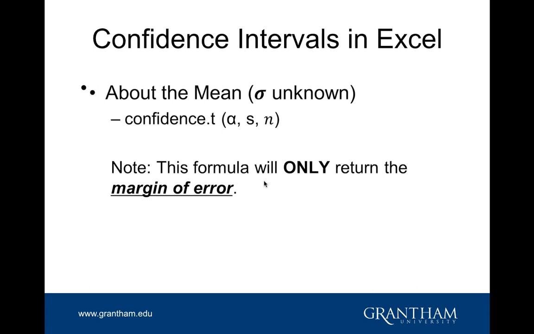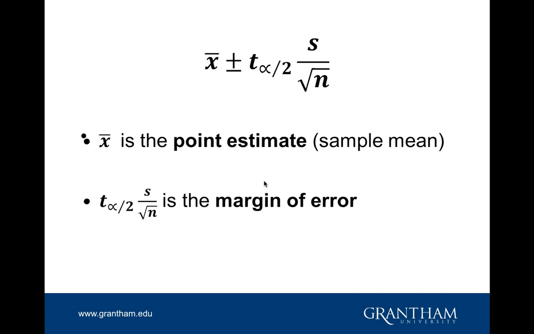Now, if you were finding the confidence interval for the sigma unknown in Microsoft Excel, you would use the formula CONFIDENCE.T, open parentheses, alpha, comma, S, comma, n. Note that this formula will only return the margin of error. Remember, the margin of error is the number that's on the right side of the plus or minus sign.